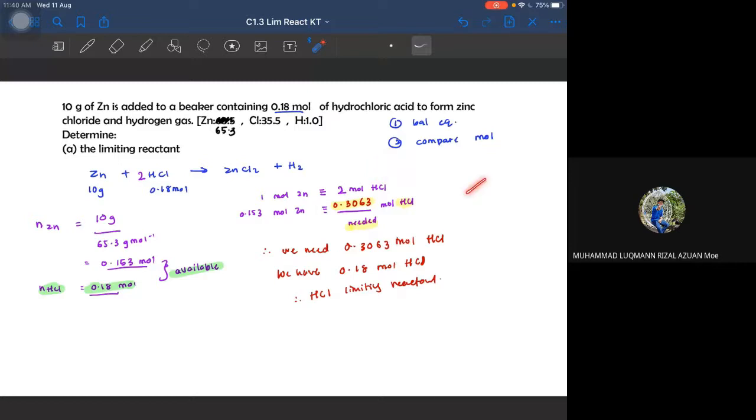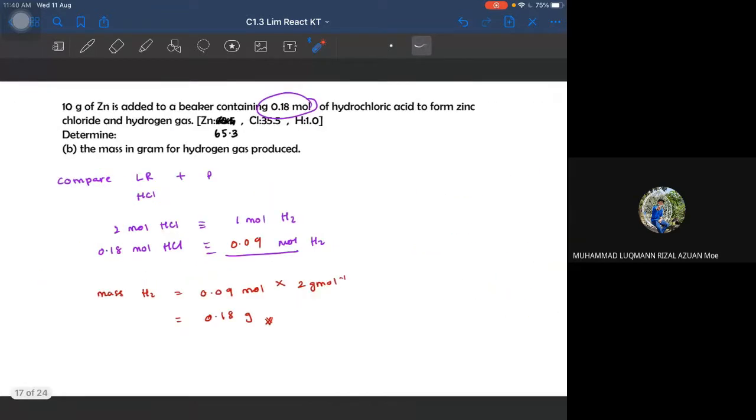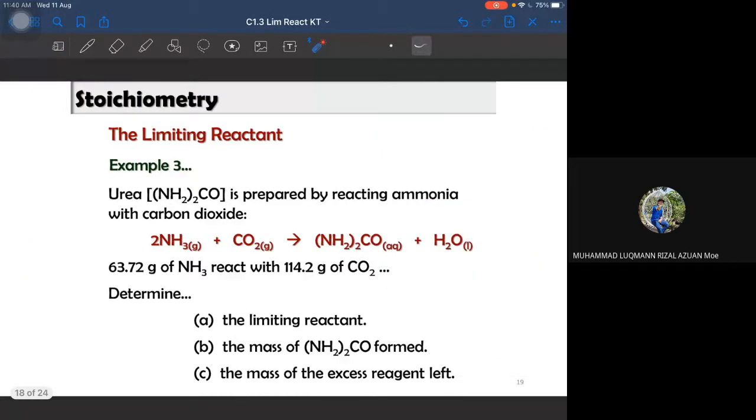Sometimes dia tanya mass, sometimes dia tanya volume, ataupun sometimes dia boleh tanya percentage yield. Sometimes soalan juga boleh tanya pasal excess reactant. Macam mana nak cari excess reactant? Macam yang tadi kita buat analogi kereta dan tayar tu, kita tolak je semula. Right, so let's have a look at this question. Miss bagi 1 minit untuk baca dulu and fahamkan soalan.